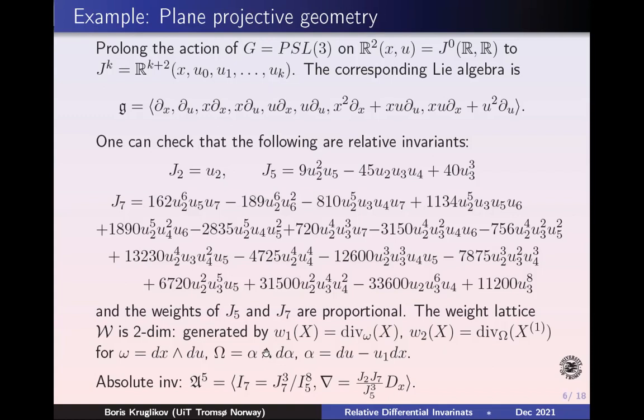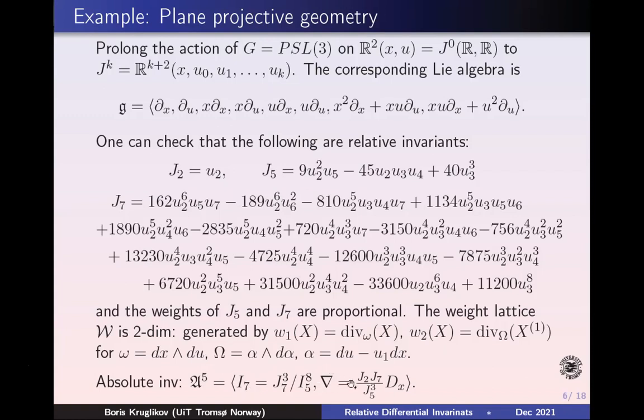And the algebra of all absolute differential invariants is generated by one invariant function. I'll call it I7. That's a typo here. That has to be J7 cubed divided by J5 to the power 8. And you see that the powers 3 and 8 are precisely the ratio of weights for J5 and J7. So I take the corresponding power, so the weights become equal. And then when I divide, the weights subtract, and I get weight 0. That is an absolute invariant. So that's this I7.